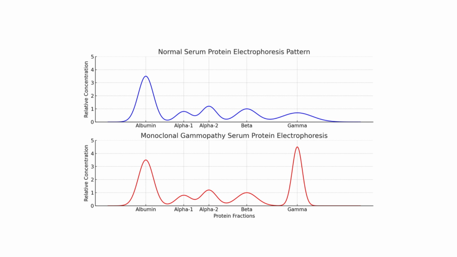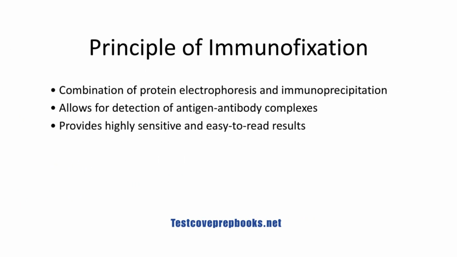In summary, the normal pattern shows a smooth distribution of proteins across albumin, alpha, beta, and gamma regions. In contrast, monoclonal gammopathy shows a sharp, narrow spike in the gamma region, which is a hallmark of abnormal plasma cell proliferation. Let's review immunofixation electrophoresis, also called IFE.